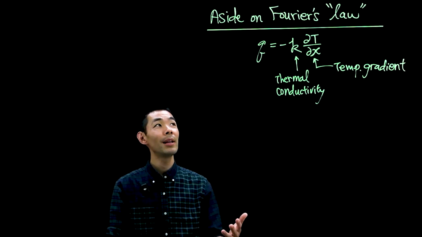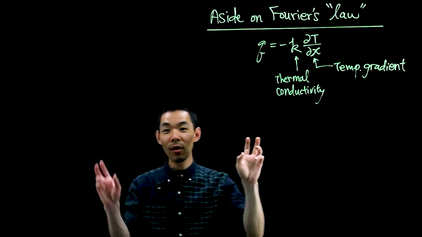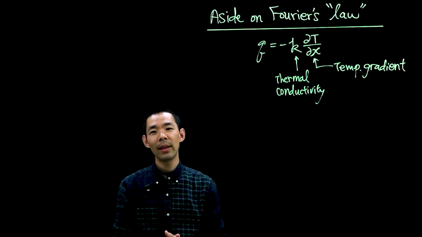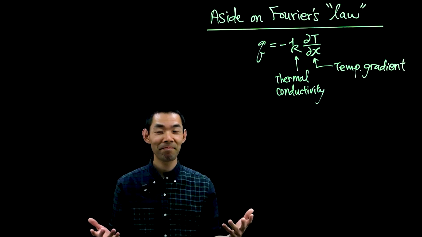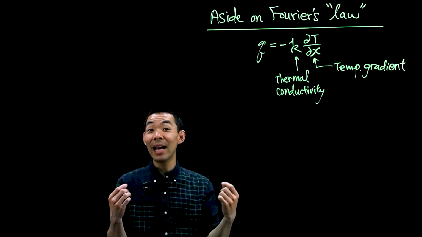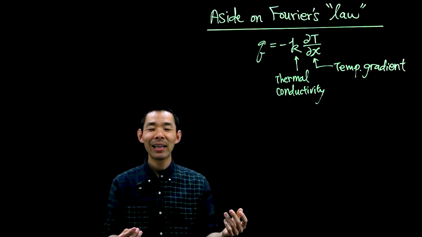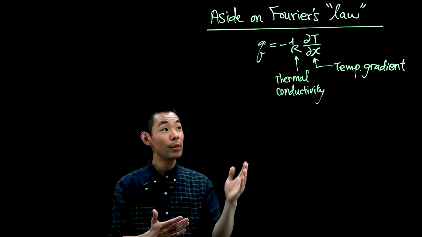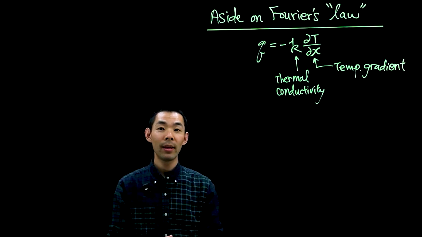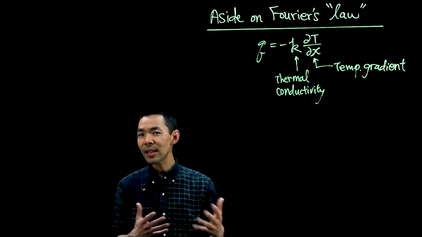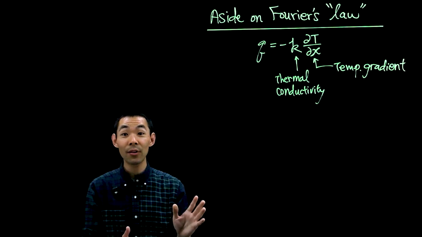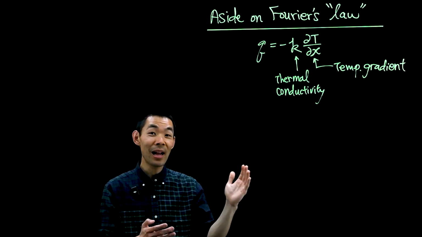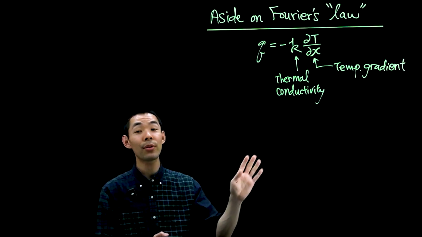Well, it turns out that I put quotes around "law" because it really isn't strictly a law. It's an empirical guess. We made it up. We just guessed, or Fourier just guessed, that the heat flux must be linearly proportional to the temperature gradient. But in reality, that doesn't have to be true, and in fact, it's often not true. In some materials, the heat flux is not linearly proportional to the temperature gradient.